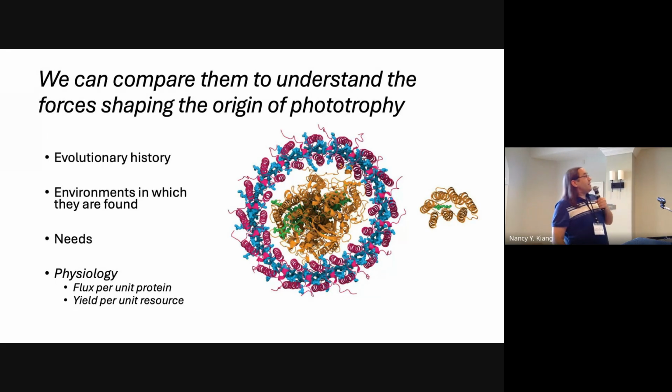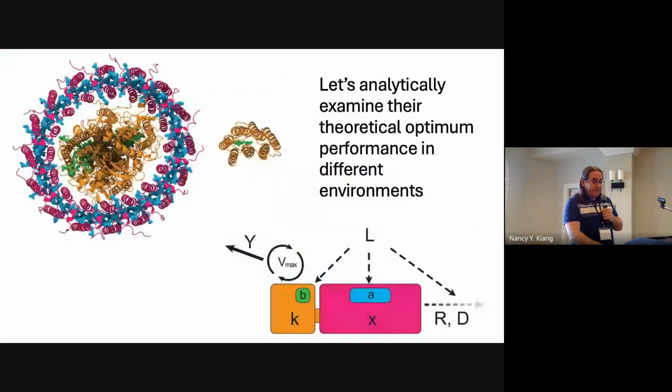The thing is, we can compare them. Because there's 2, we can compare them, unlike true singularities. We can look at their evolutionary history, their environments, their needs. What I'm going to focus on, though, is their physiology. I'm focusing in on 2 particular variables: their flux per unit protein that they get out of light, and their yield per unit resource that they get out of light. And so I've done an analytical model of their theoretical optimum performance in different environments.